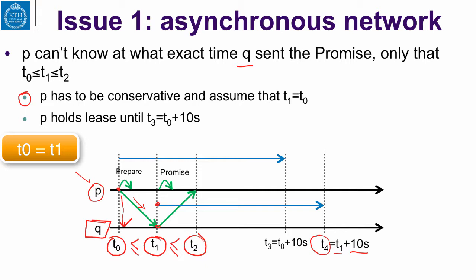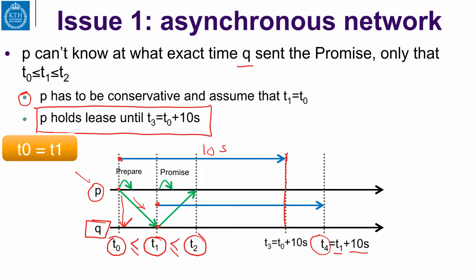And that means that P will hold the lease until t3. And what is t3 here? Here is t3, to this point. So t3 is t0 plus 10 seconds. So as you can see, because of the asynchronous network, the leader holds the lease for a shorter time than the acceptors. But that's okay. That's no problem. And the better the network, the more comparable these times, or this interval, will be. So this is the first problem that we solved.